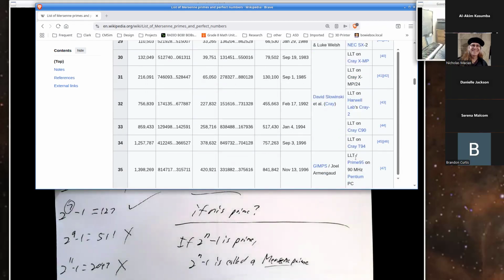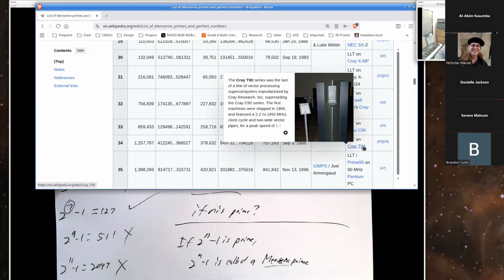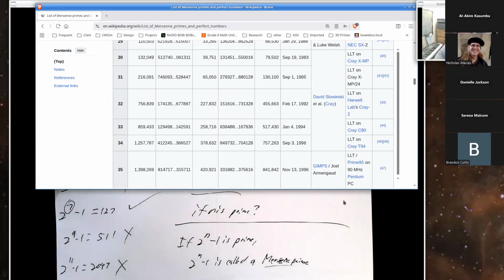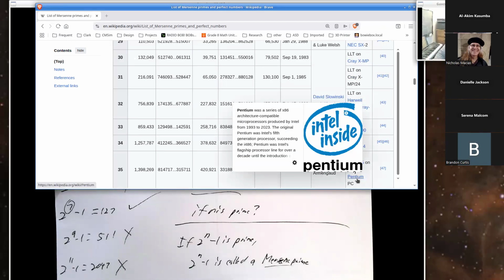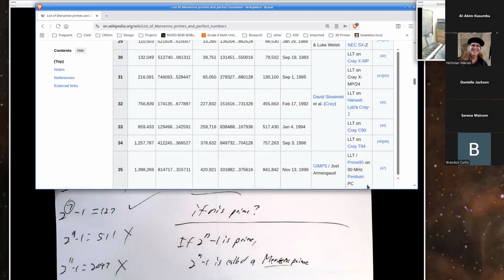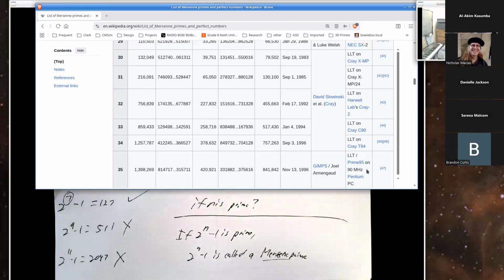And then something changes in 1996. We go from a Cray T94 to the next Mersenne prime being discovered on a Pentium PC, right? A 90 megahertz Pentium PC. Anybody here ever use like a 90 megahertz PC? My first one was 75. It's not that long ago, but it was a big difference.